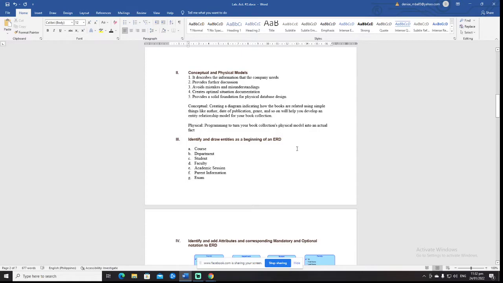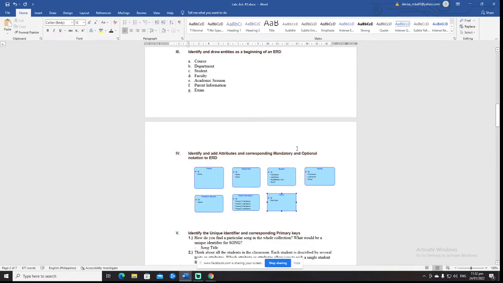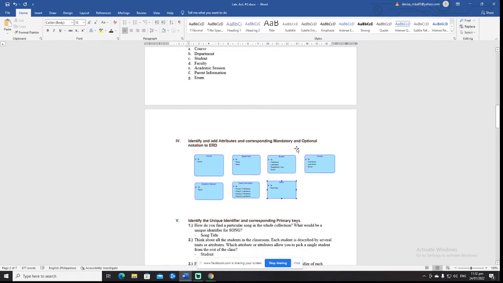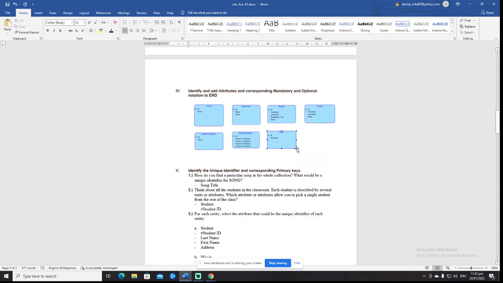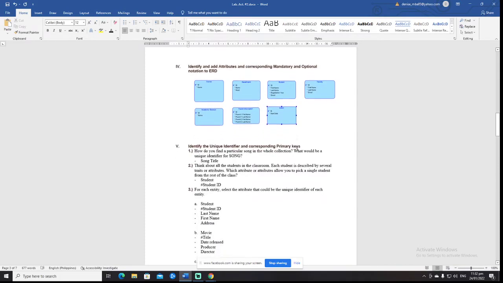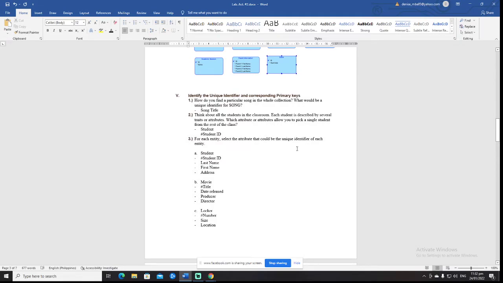In identify and add attributes and corresponding mandatory and optional notation to an ERD, I put primary keys in the tables, in which it is easy to identify the main key on the table. The next one is the unique identifier and the corresponding primary keys. In the first question, the unique identifier is the song title. The second one is the attribute which allows you to pick a student in class. My answer there is student ID because it is the identification of a student.